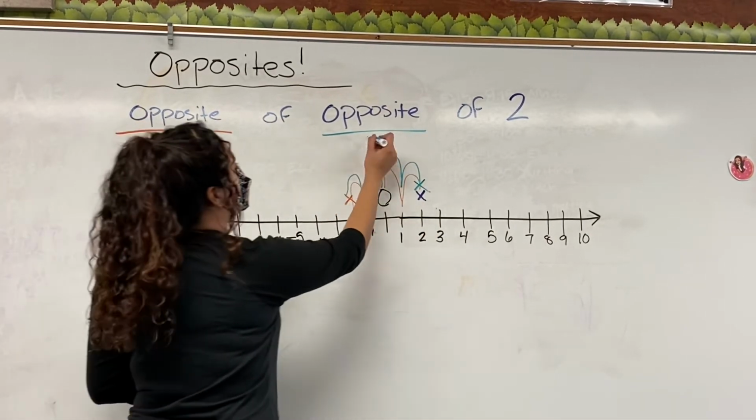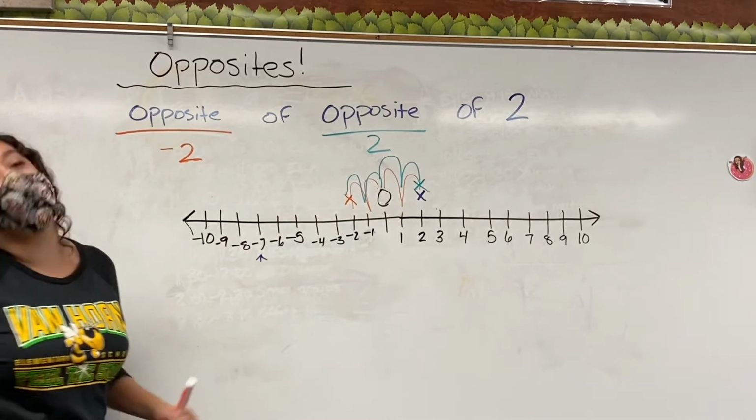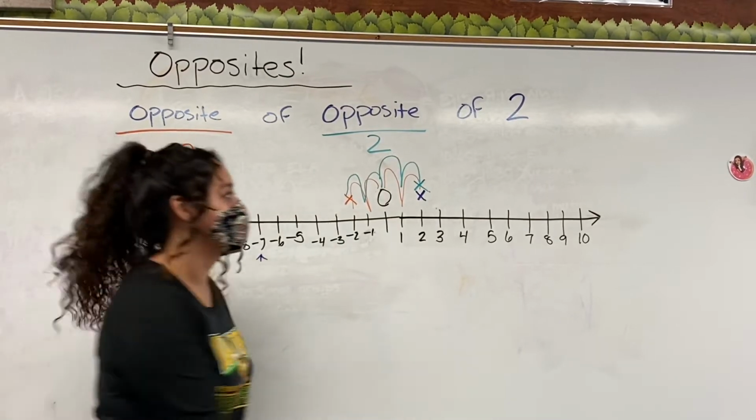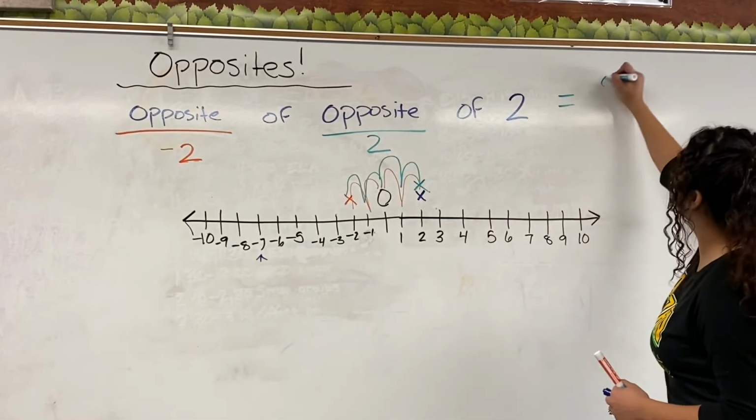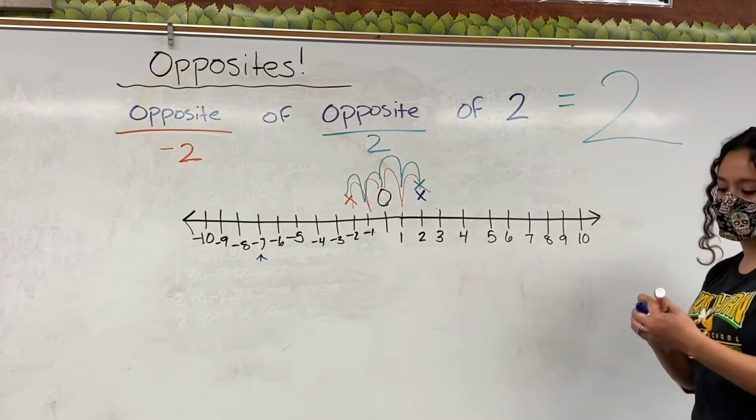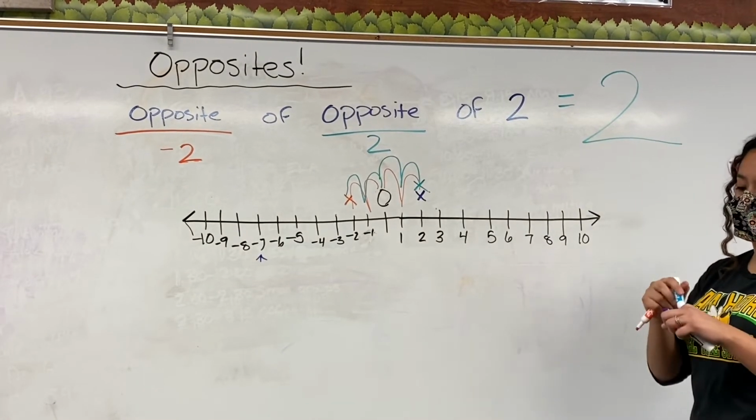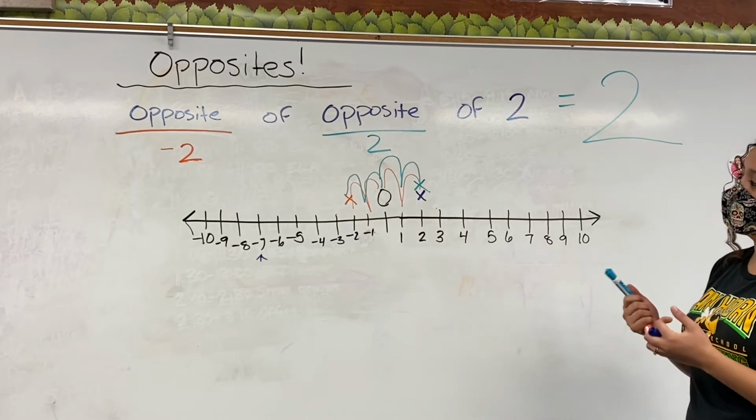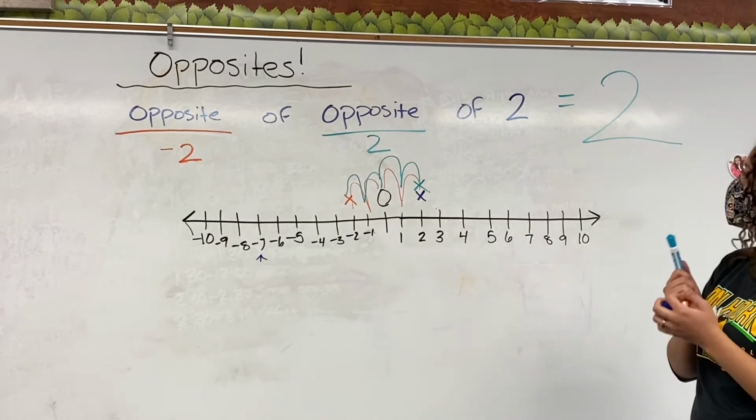Wow. So the opposite of the opposite of 2 is 2. That's crazy. That is insane. I want to do another example just to make sure you guys got it.